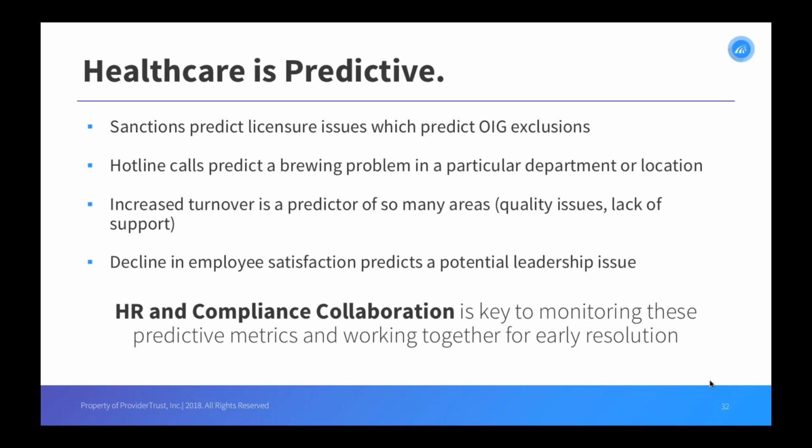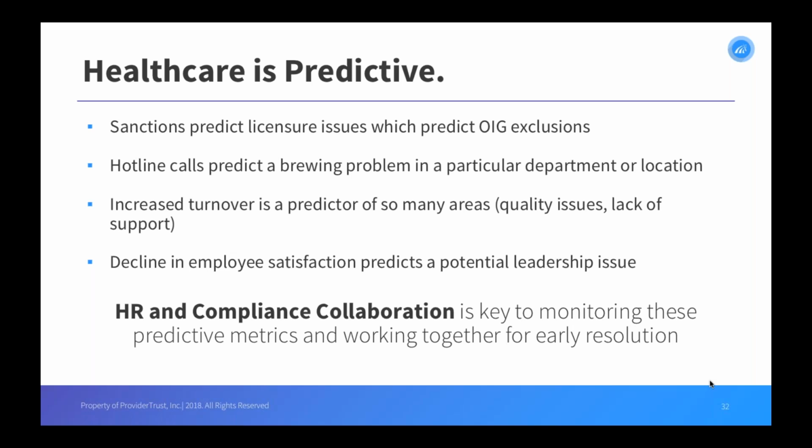Hotline calls predict a brewing problem in a particular department or location. We see this all the time. I'm sure if you have a particular question about what best practice looks like, Donna would be a great resource to reach out to and ask, how do you actually leverage hotline calls and how do you predict trends as it relates to hotlines? Increased turnover is a predictor of so many areas: quality issues, lack of support. We certainly see that. That's not unique necessarily to healthcare. We see it in other businesses as well, but certainly it applies within the healthcare space too.